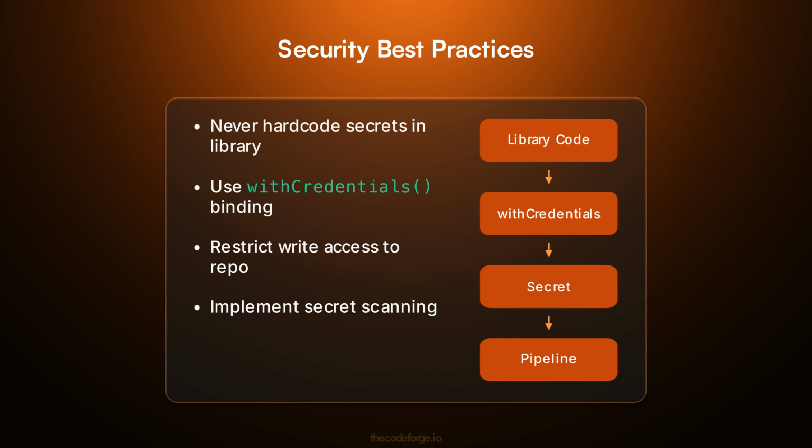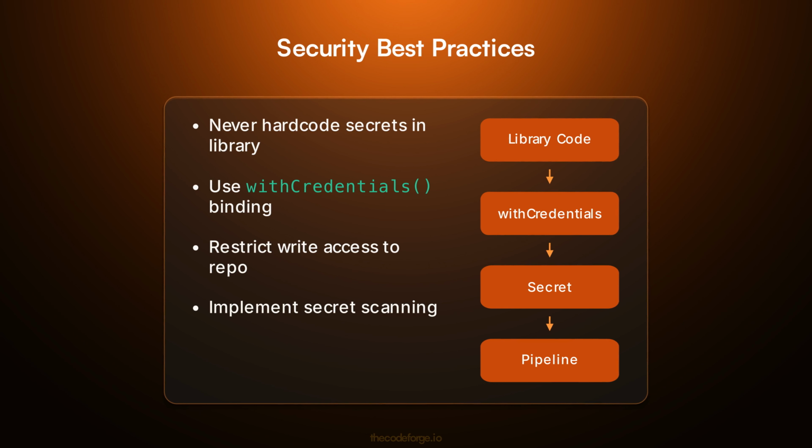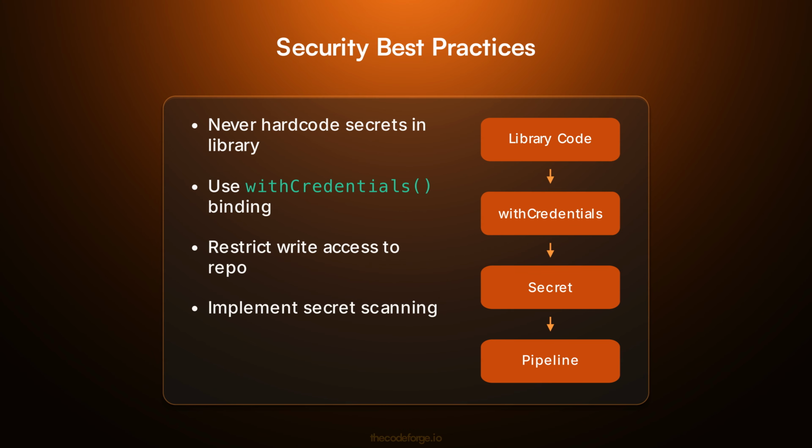Shared libraries run with pipeline privileges. Never hardcode secrets. Use Jenkins credentials binding with credentials. Restrict write access to the library repo and implement secret scanning to prevent leaks.